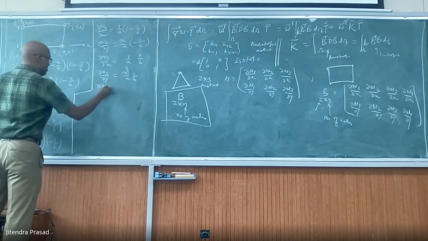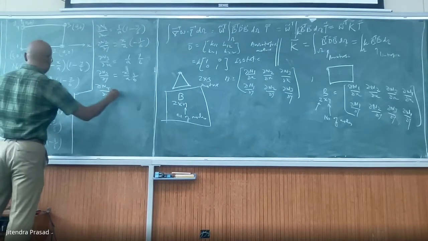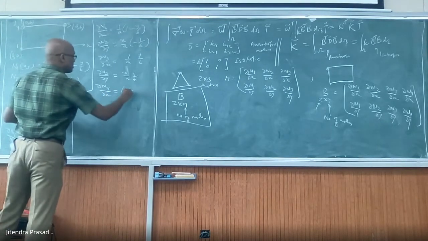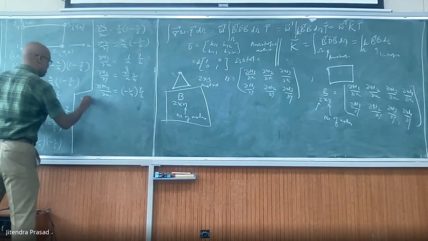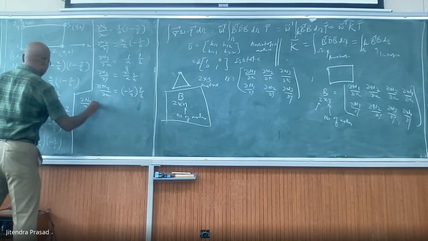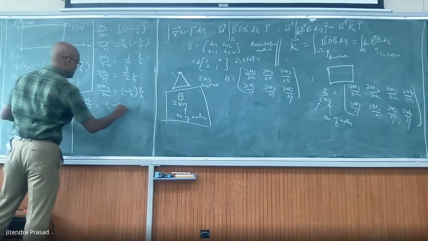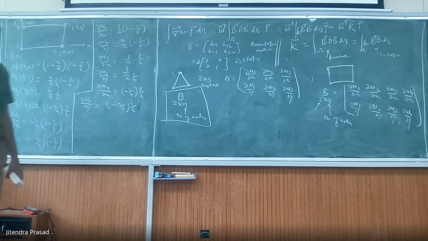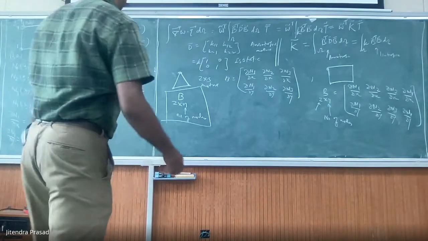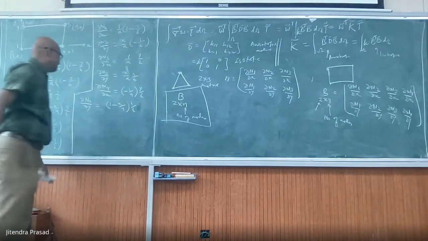Del N4 del x is equal to minus 1 over a, y over b. Del N4 over del y is equal to 1 minus x over a, 1 over b. Okay.